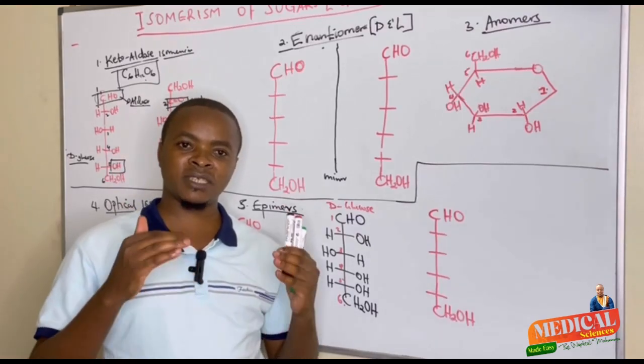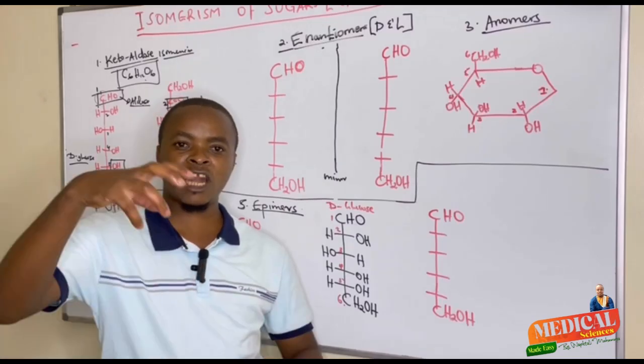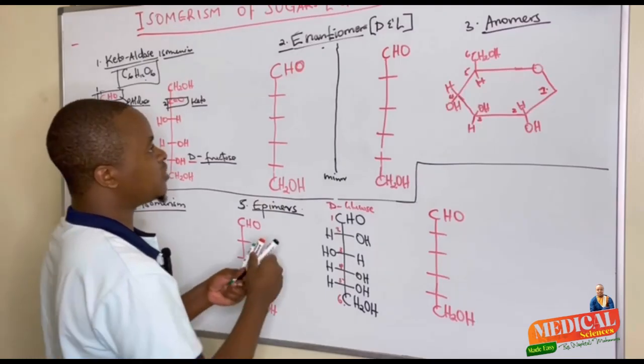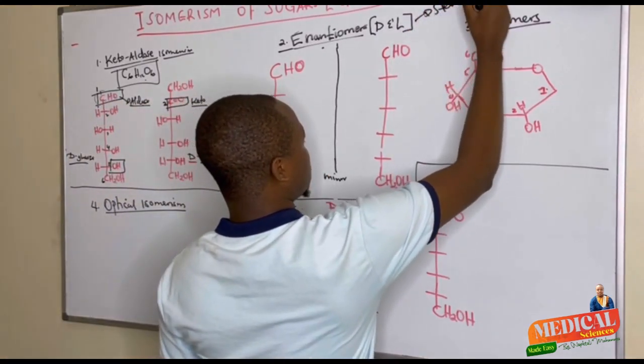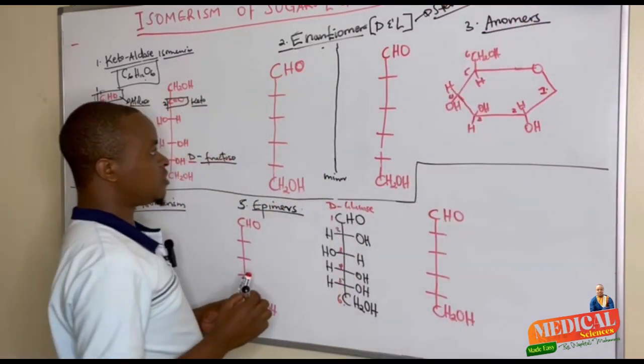Stereoisomers, meaning they are mirror images of each other, but they are not superimposable. So we are saying that these are stereoisomers. These ones show stereoisomerism. Why? Because they are mirror images of each other.